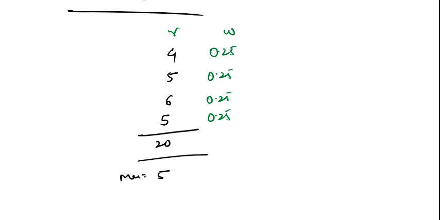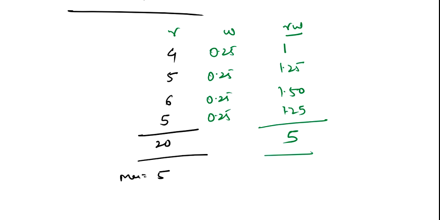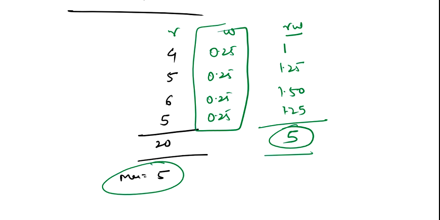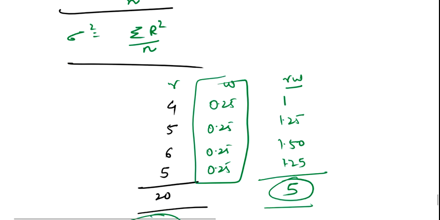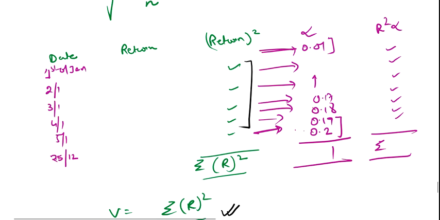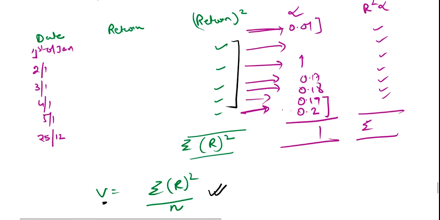Clear? So here is your return, here is your weight. When you will multiply return and weight, what you will get? This is what you are getting. And now if you will take the sum, it is going to be 5. So they both are same. Means if you are multiplying with the weights, it is not important to divide it by any value, because you are getting the expected value, that is the mean. Clear? So here you are getting return square alpha, and alpha is the weight you are giving.